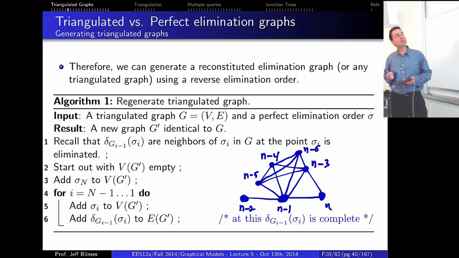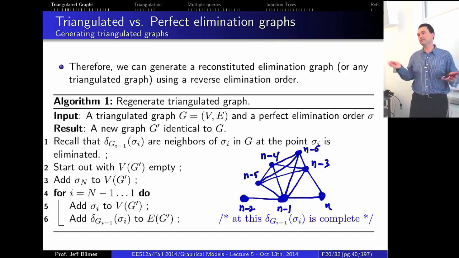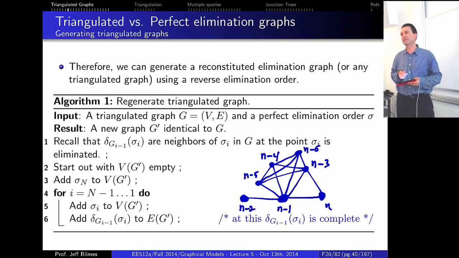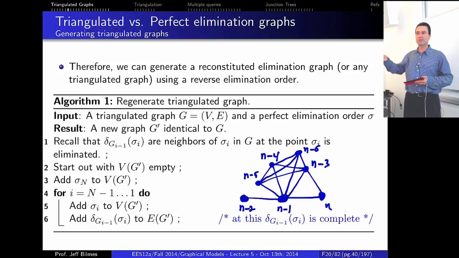At that point, when n minus 3 was added, there were only two complete sets. It was either n and n minus 1, or n minus 1 and n minus 2, in which case I would have had a different graph, because there's no edge between n minus 3 and n minus 2. But I just chose that arbitrarily, to give an example. But the point is, try a graph. Try running elimination forward, and then you can run it backwards.